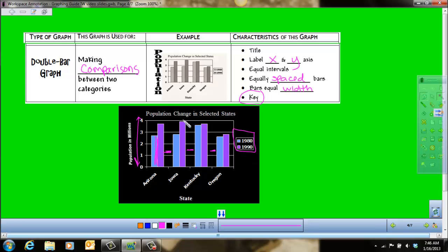In this example, you can see we're doing population change, and it's in 2 different years. The one bar is 1980, the one's 1990. So that's where we're comparing 2 different categories.